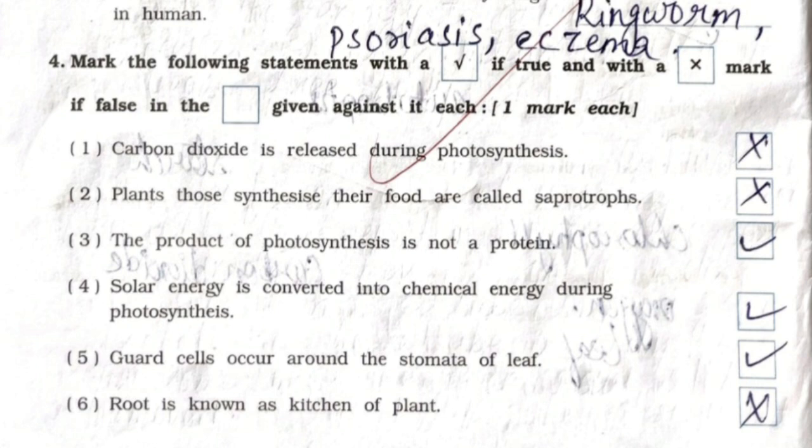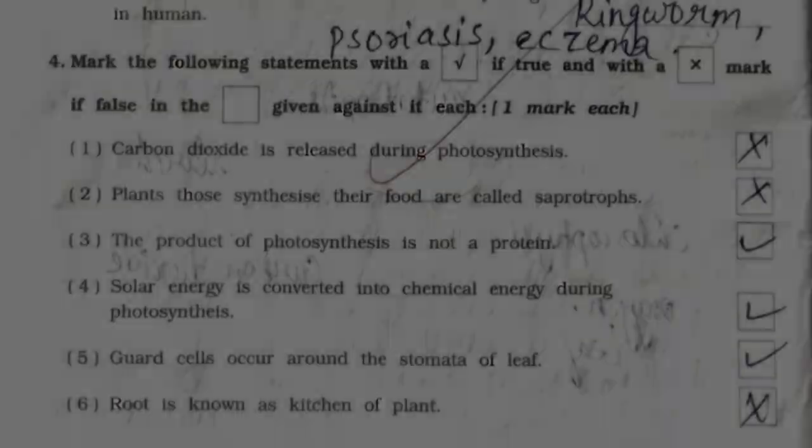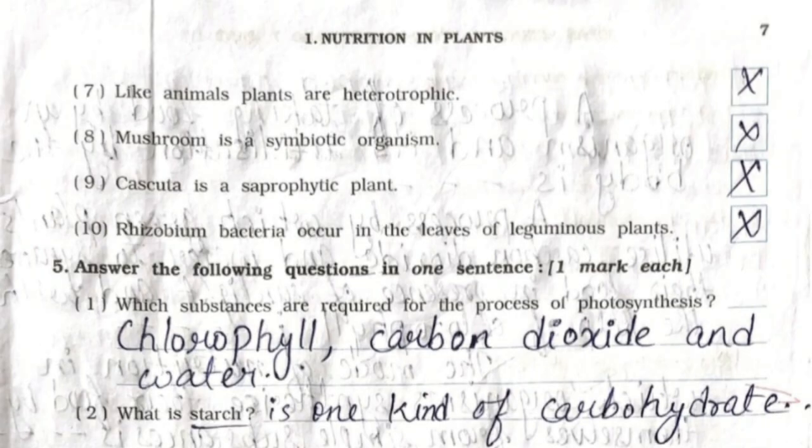Fifth, guard cells occur around the stomata of leaf. It is true. Sixth, root is known as kitchen of plant. It is false. Seventh, like animals, plants are heterotrophic. It is false. Eighth, mushroom is a symbiotic organism. It is false. Ninth, cascata is a saprophytic plant, it is false. And 10th, Rhizobium bacteria occur in the leaves of leguminous plants, it is false.